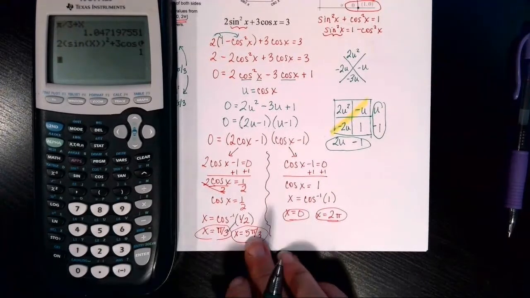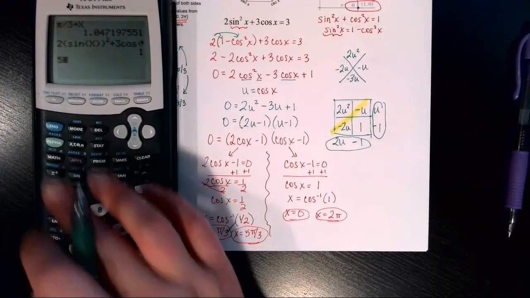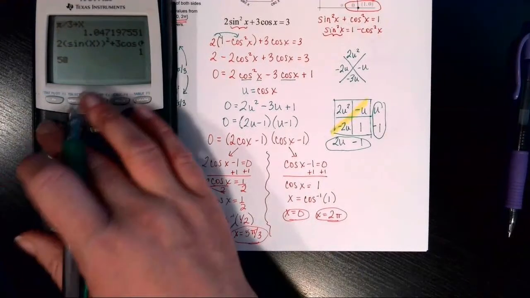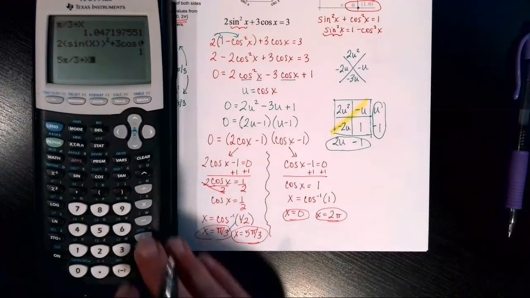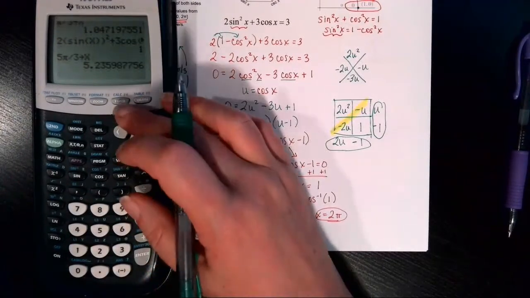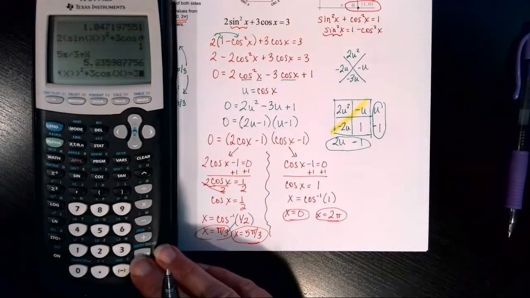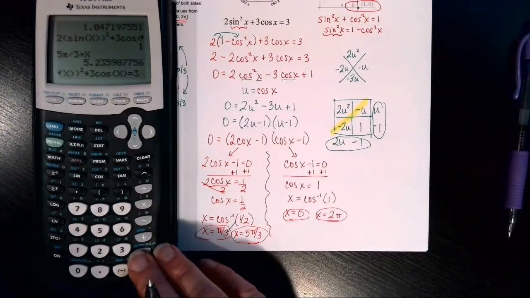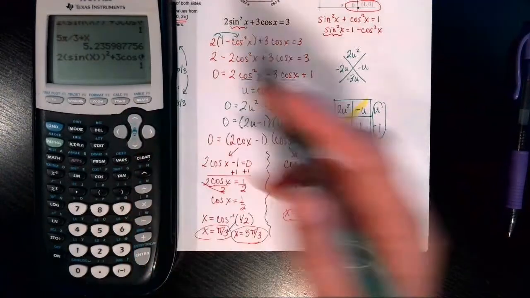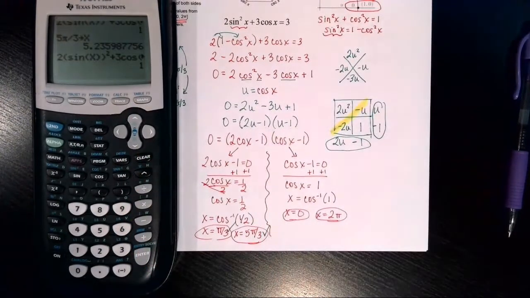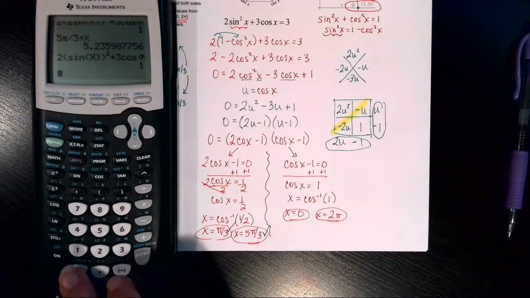Okay, now we're going to check the second answer, which is 5 pi over 3. So we type in 5 pi over 3, store x, enter, and instead of retyping that equation, we'll arrow up and press enter when it's highlighted to retype it automatically. And again, we get a 1. So 5 pi over 3 checks as a solution.